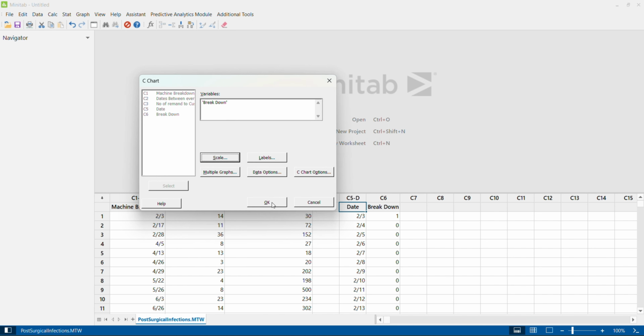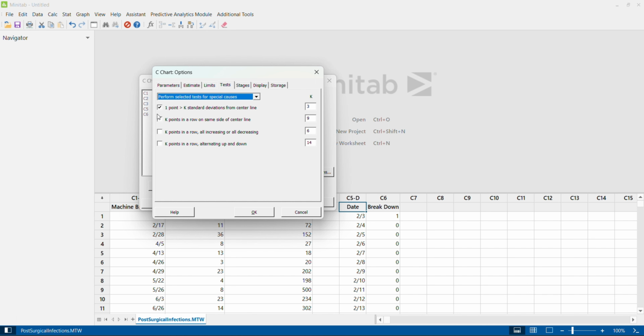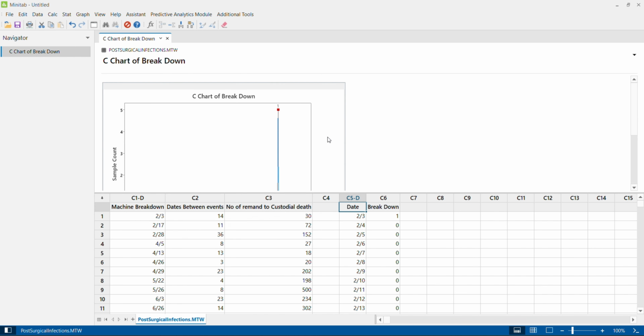And now I can go to C chart options. I can click on test. I can put a tick mark on all these, but this is an event and lower is better. So technically, if it is very close to the lower control limit, I'll be more happy. So I'm not going to put a tick mark on all these things. I'm just going to click OK, and you get a C chart.